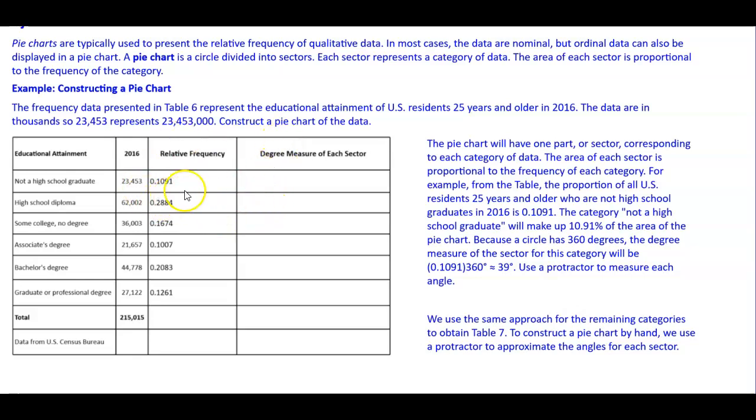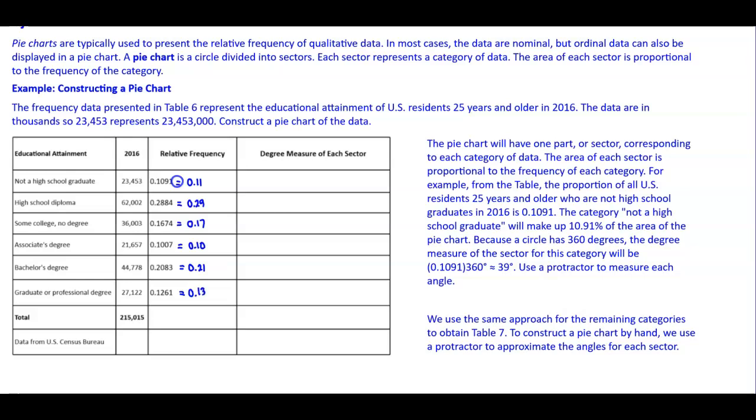So in the previous example, we've already created the relative frequency for 2016. What we want to do now is round this to 2 decimal places. So this gives us 0.11. This is 0.29. Then round this to 2 decimal places, this is 0.17. And this is 0.10, 0.21, and then 0.13.